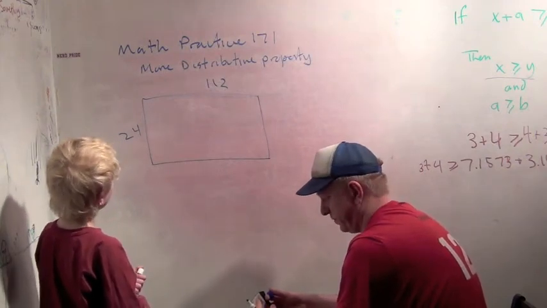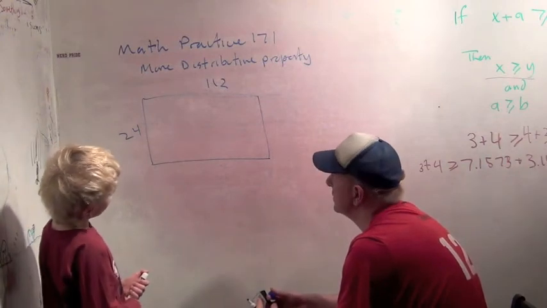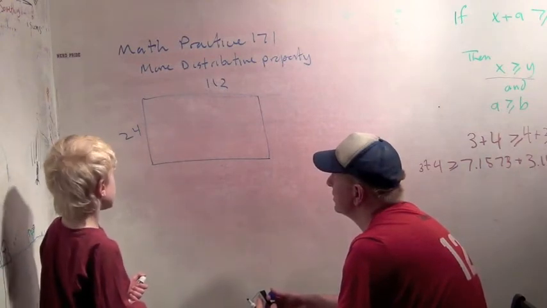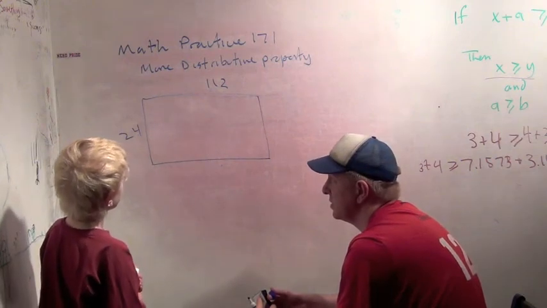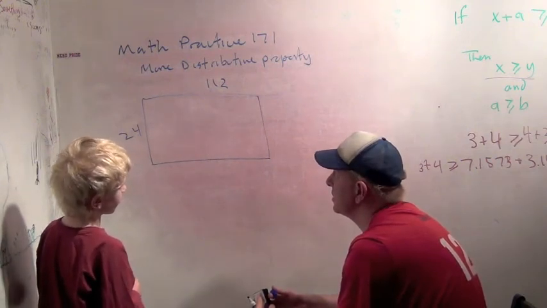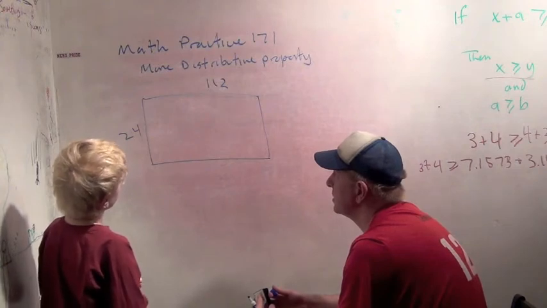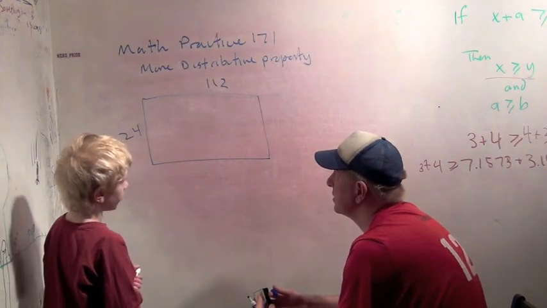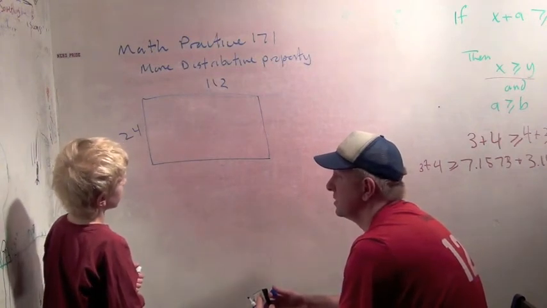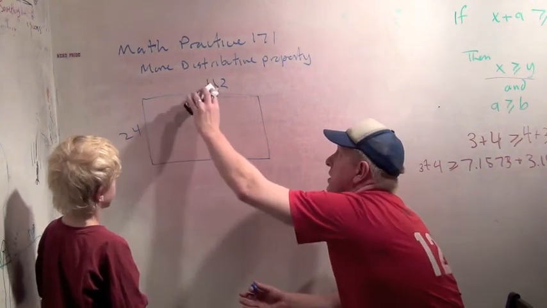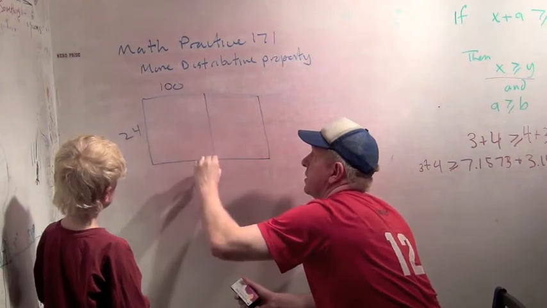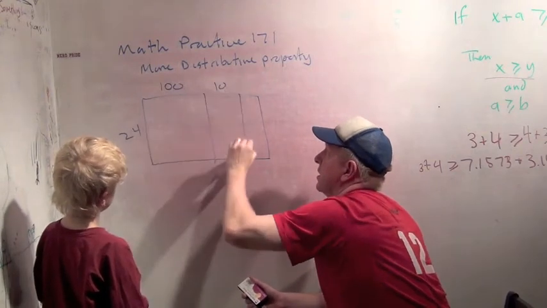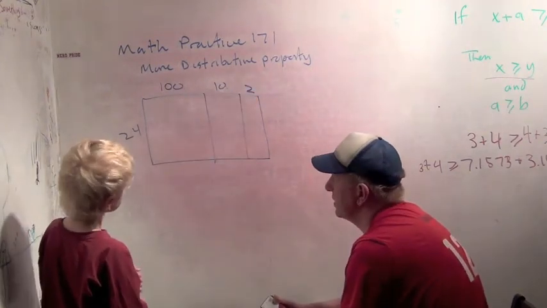Well, since it's a 3-digit number, maybe we can split it up into 3 groups. So, maybe 100, and then 10, and then 2. Okay. 100, 10, and 2. That's an interesting way to go. I like that idea.